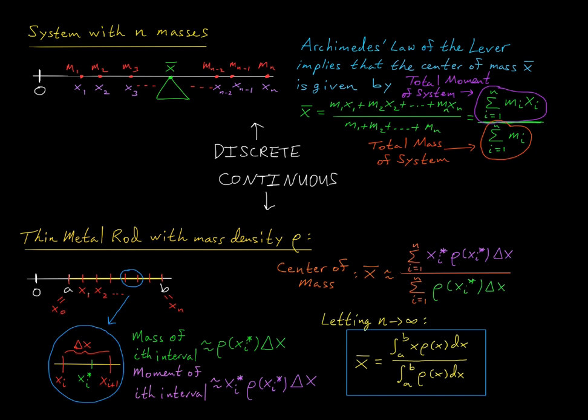So as we let the number of subdivisions approach infinity, notice each of these are just Riemann sums, and this top Riemann sum corresponds to the integral whose integrand is just x times rho of x. That's what you see here. And then in the denominator, this is just the Riemann sum for the integral of simply rho of x. And you can see this parallel now between the discrete and continuous cases in finding the center of mass.